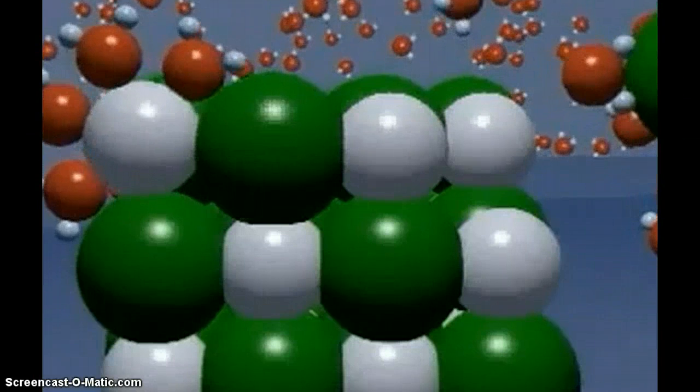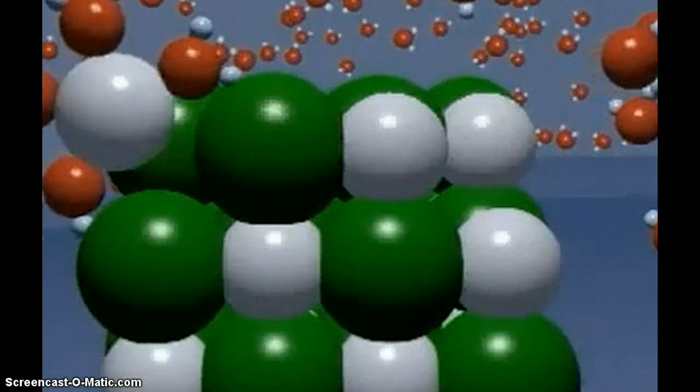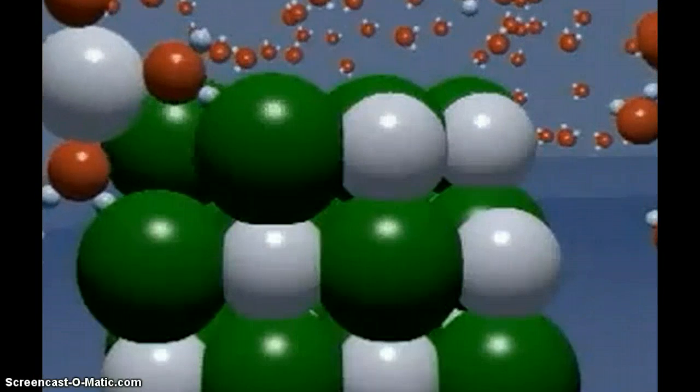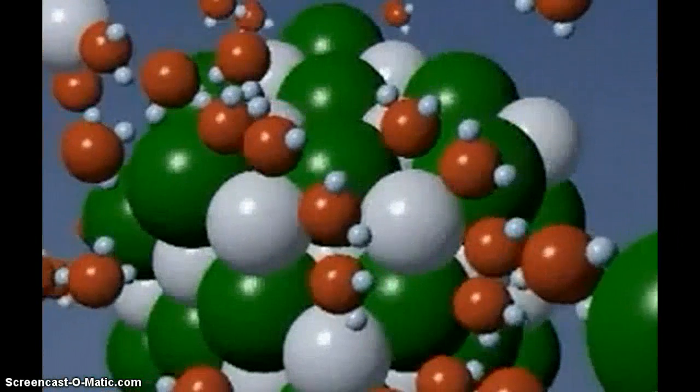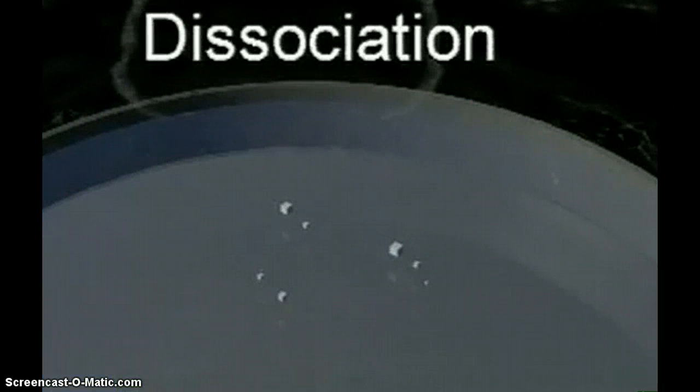The hydrated ions drift away into the solution, allowing new water molecules to surround newly exposed ions. Gradually, the entire crystal dissociates into solution.